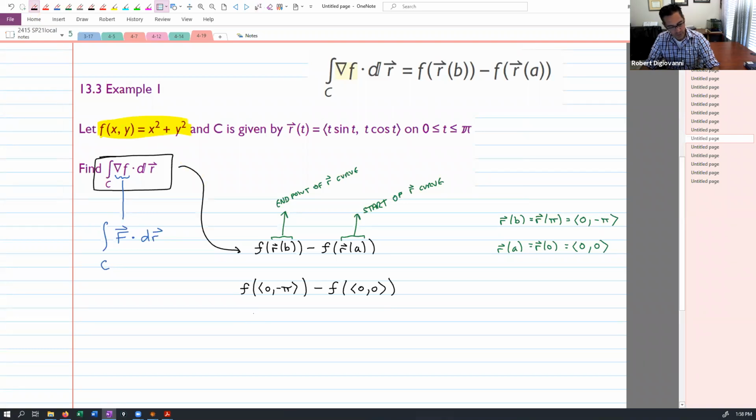And what do we get? If you plug in 0 for x, you get 0 squared plus negative pi for y, so negative pi squared. Then you subtract from that 0 being plugged into that, so 0 squared plus 0 squared. And your answer is pi squared. Bam, we're done.